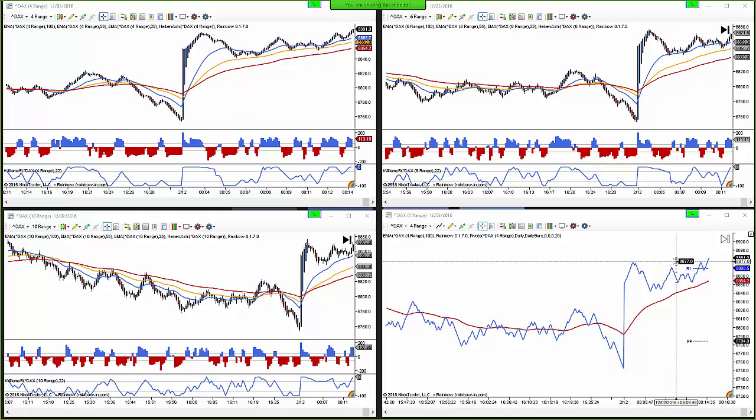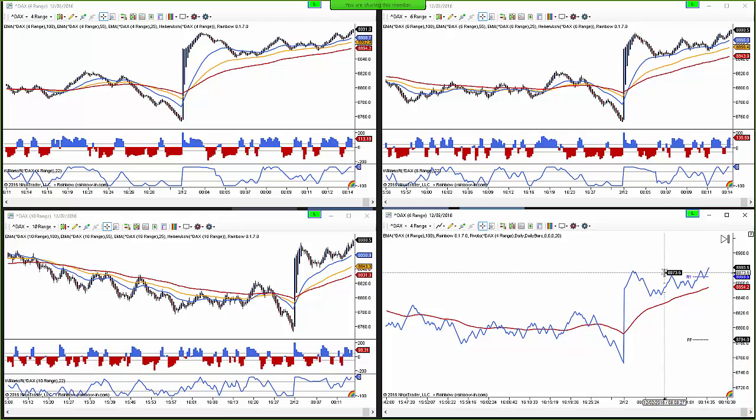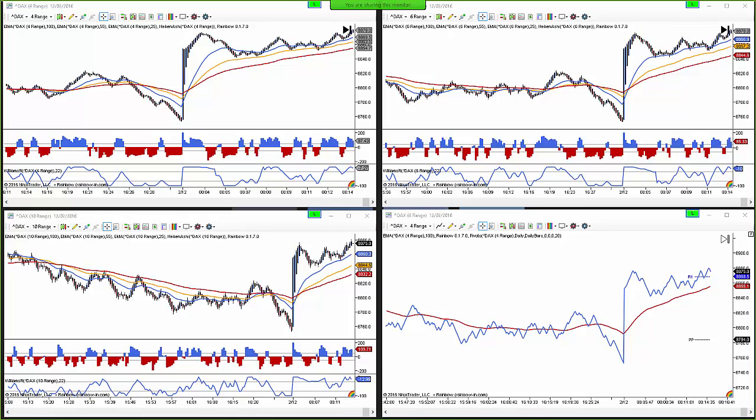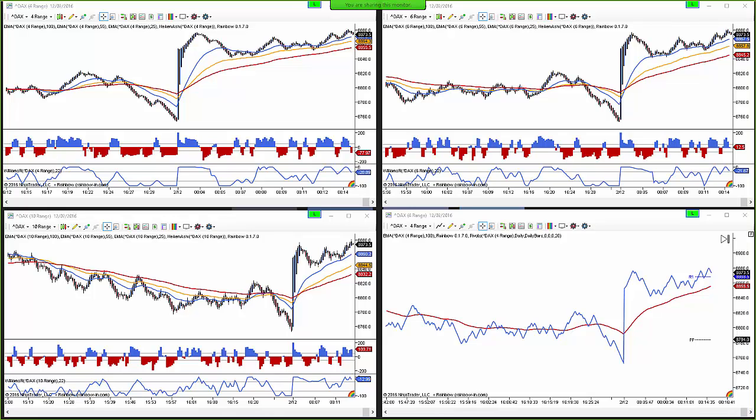So now it has broken out above. And what we need to see here is now we need to see momentum, if this is a true break to the upside. You see it's struggling again.